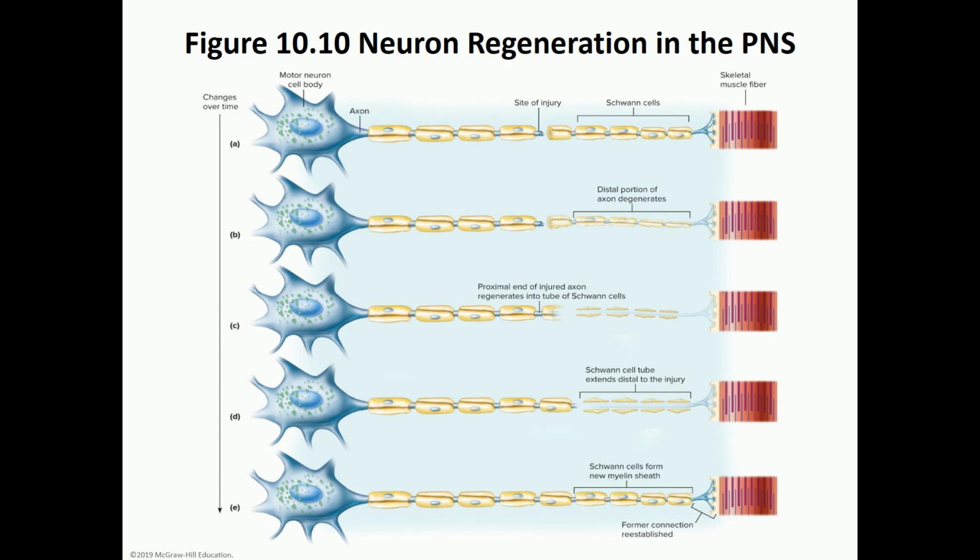But on the other hand, in the central nervous system, myelin sheath, for unknown reasons, do not survive. Remember, the myelin sheath in the CNS is made by oligodendrocytes. Those cells do not survive if neurons are injured, and that is why there is no neuronal regeneration when it comes to the CNS neurons.